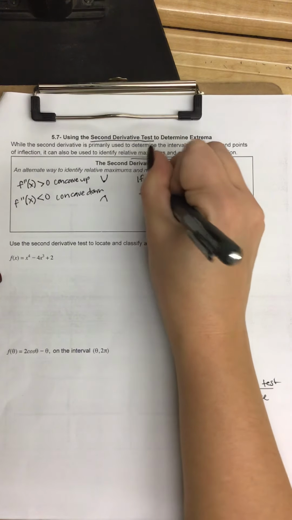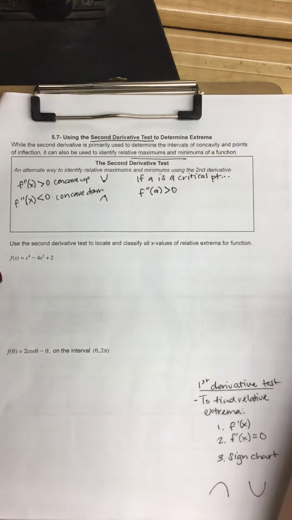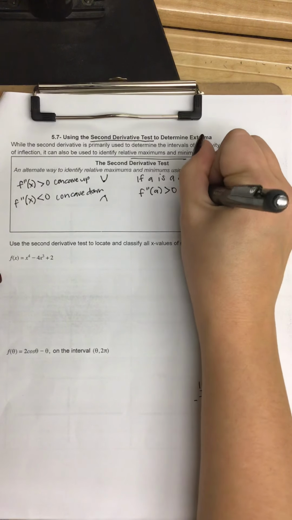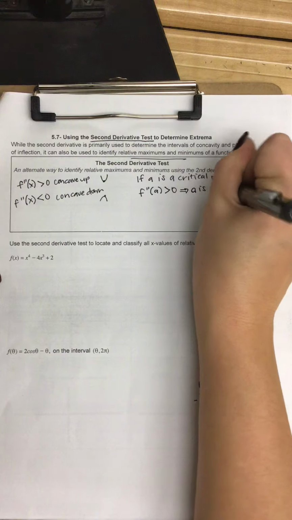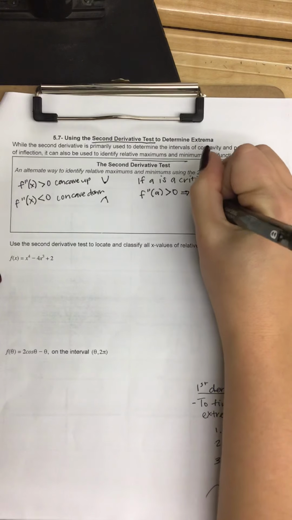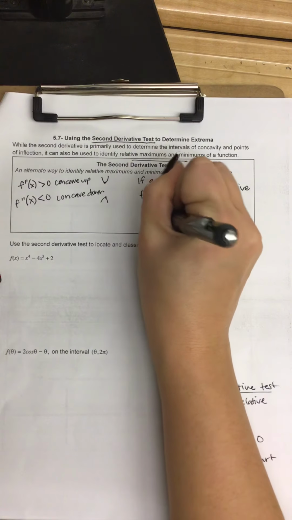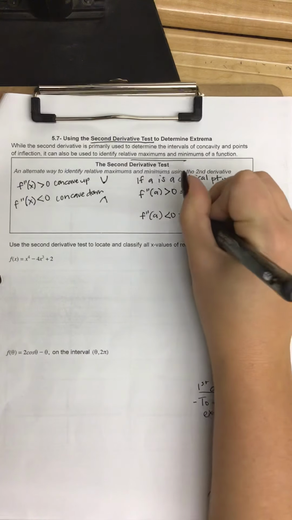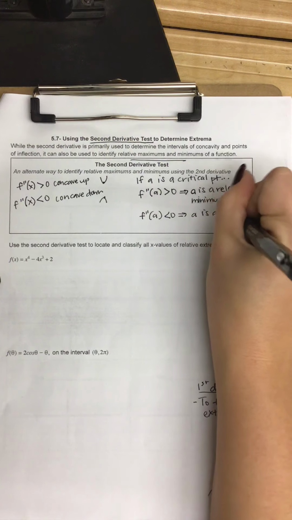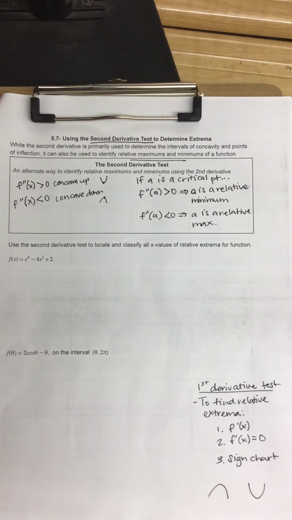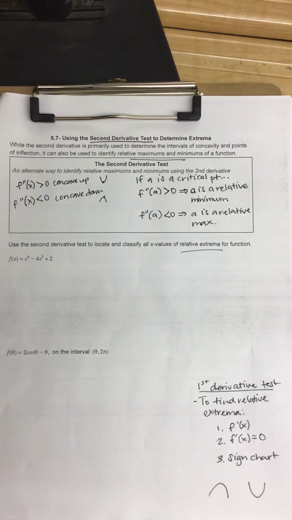if the second derivative at A is greater than 0, it's positive, that means it's concave up. That means A is a relative minimum. And vice versa is true. So if it's less than 0, that means A is a relative maximum. So we're going to take this idea and use it to find relative extrema, so relative maxes and mins.